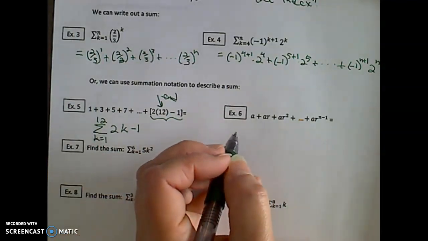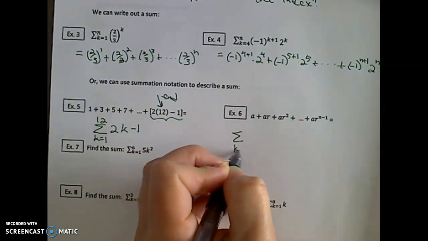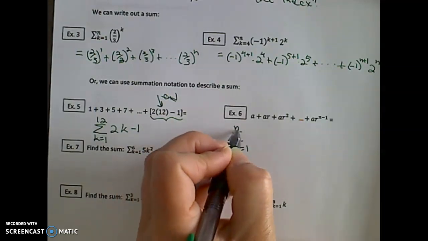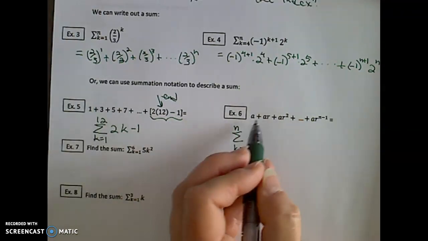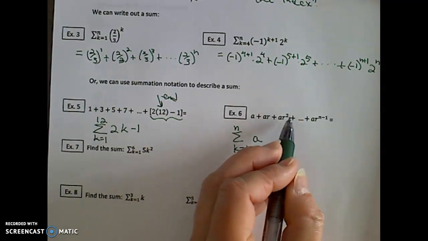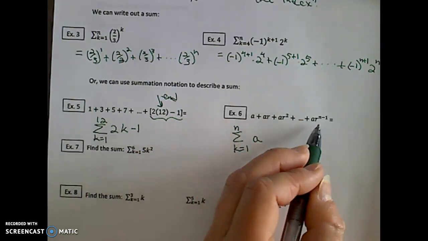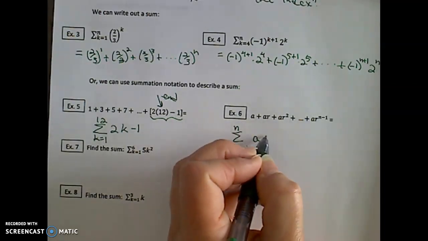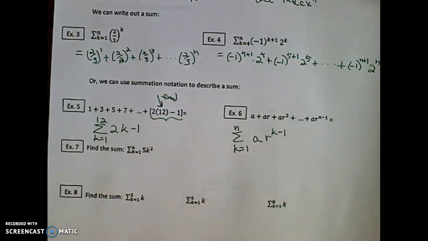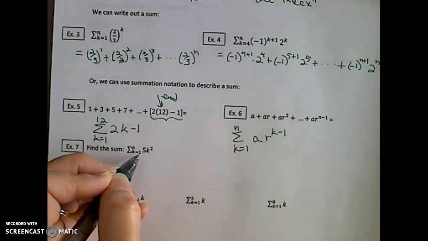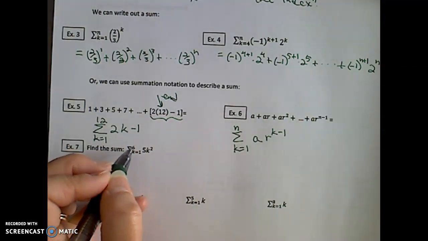What is the sequence? I could rewrite it as the sum of my index from k equals 1 to n. Looks like I'm always taking that constant a and plugging in r: second term, r to the first; third term, r to the second; nth term, that must be r to the k minus 1, and we can condense. If you have specifics starting and ending rather than just n, you could find the sum of the sequence from 1 to 6.